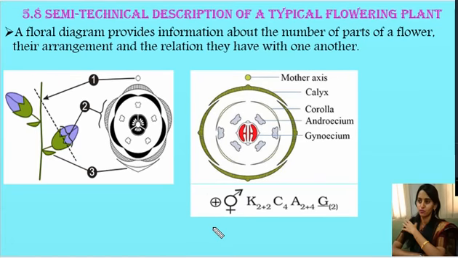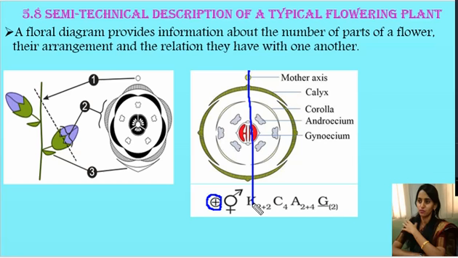Here is the floral formula of the mustard flower. That is, the mustard plant belongs to the family called Brassicaceae. Now this symbol represents the actinomorphic flower. What is an actinomorphic flower? We can cut the flower into 2 equal halves in more than one plane passing through the center. You look at this.